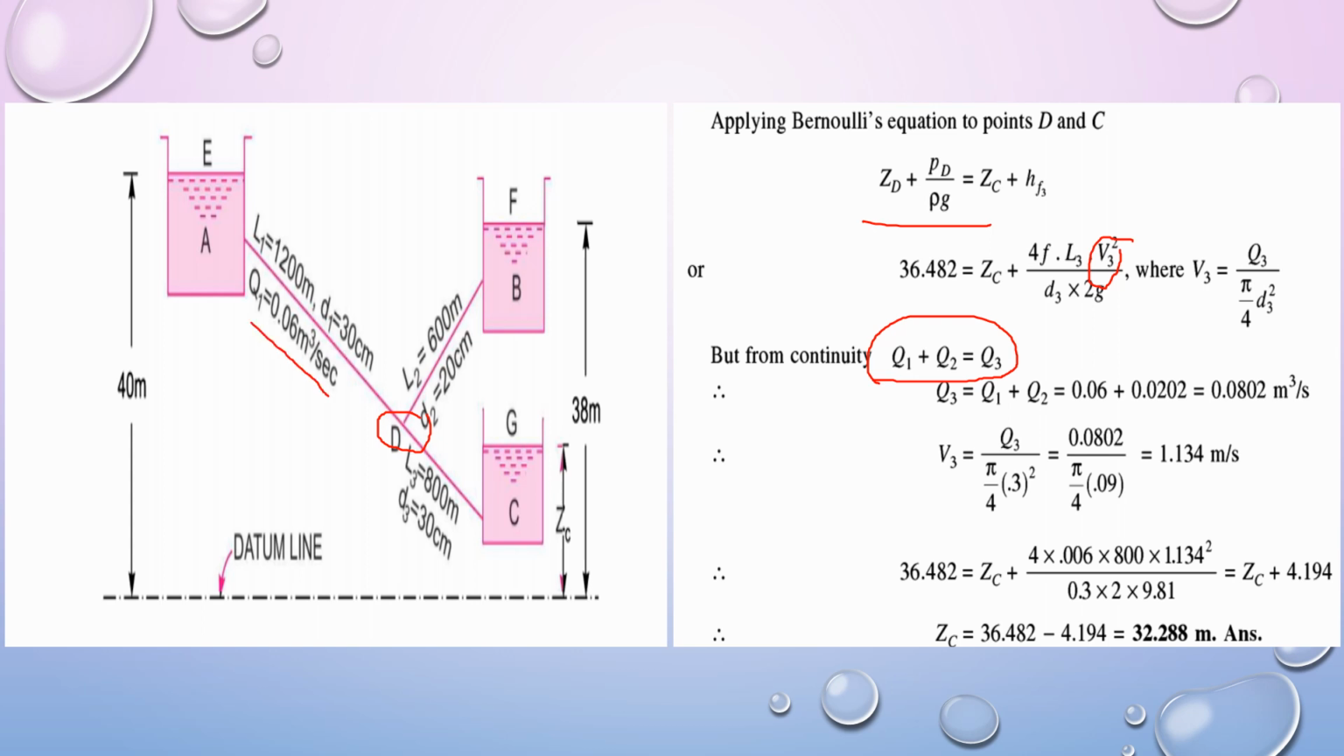That is, inflow should be equal to outflow. Therefore, if this is Q1, this is Q2, and this is Q3, then Q1 plus Q2 should be equal to Q3. So Q3 will be Q1 plus Q2, which is equal to 0.0802 meter cube per second. Substituting the value, we will get the value of V3 as 1.134 meter per second. And again substituting this V3 value here, we will get the value of ZC, that is 32.288 meter. So in this way, we solve the problems related to branch pipes. Hope you have understood this section, which involved parallel pipes and also flow through branched pipes.